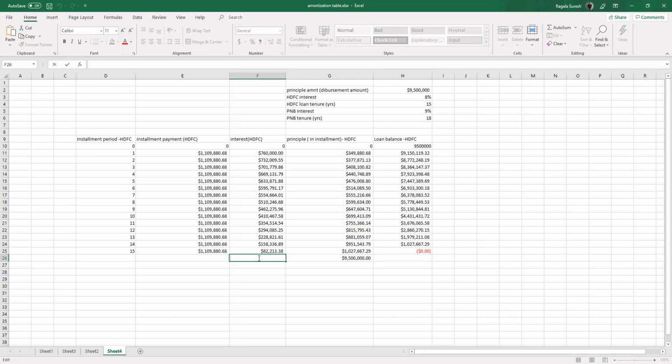How much interest are we paying, if you see? The summation of that is how much? 71 lakh 48,210. This much interest is getting paid. Apart from 95 lakh, one has to pay 71 lakh.